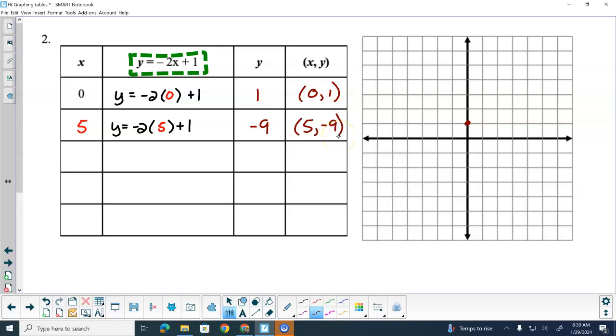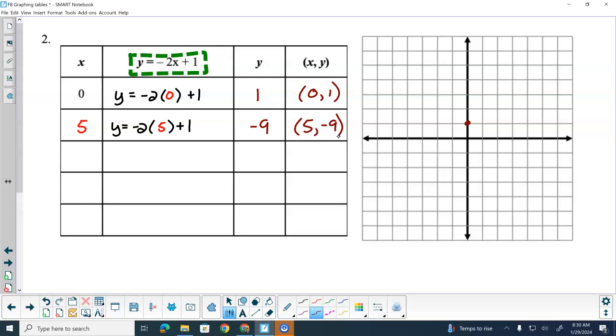Gibson, do we like this point or do we not like this point? Why not? It goes off the grid. Yep, it goes off the grid. So we're just going to chalk that one up. We're going to keep it on there until we get our line drawn, and then we'll plot that point at the end.